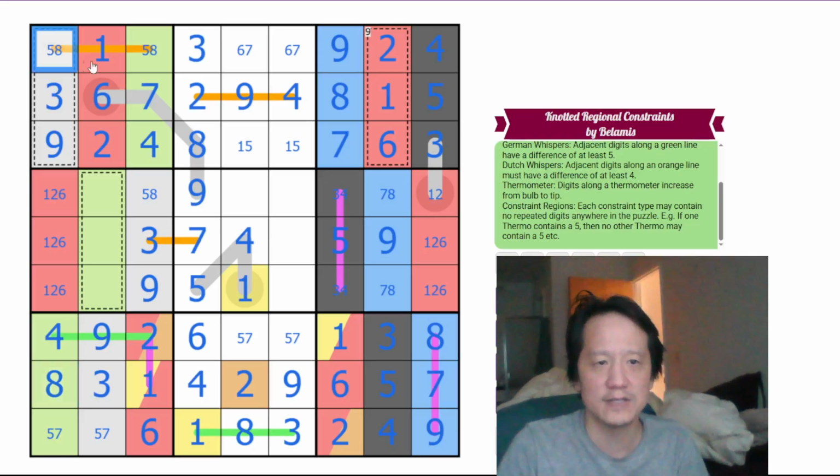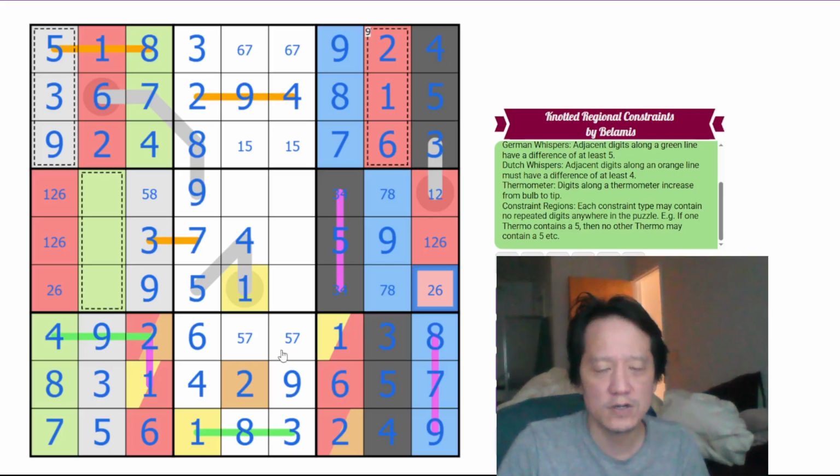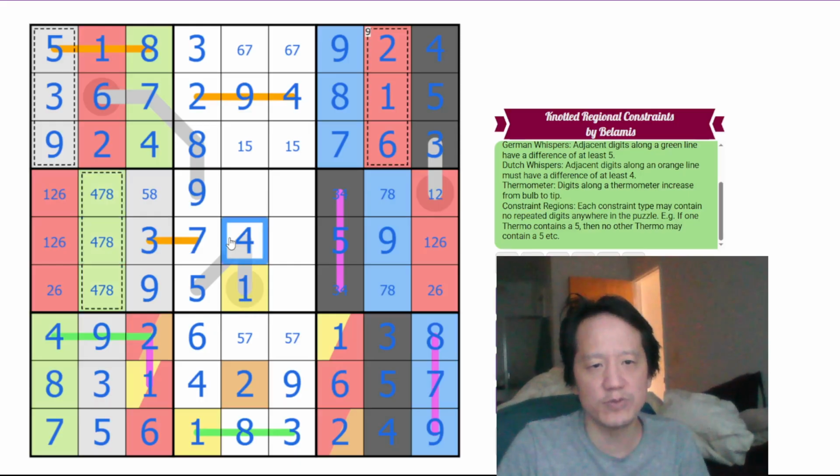This 8 eliminates 8 here, so it's 5 and 8. This 5 eliminates 5 here, so it's 7 and 5. 1 eliminates 1 here and here. The green digits are 4, 7, and 8. This can't be 4 or 7 because of the 4, 7 in the row, so this is 8. This can't be 1 here. It has to be 2 or 6.